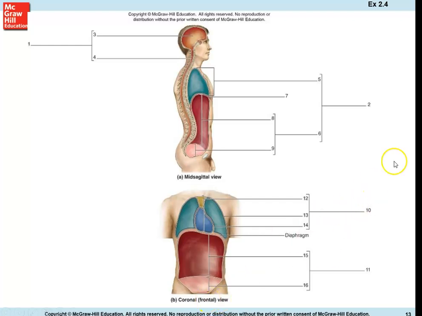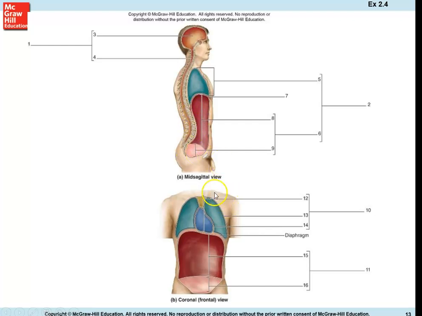So this is showing the posterior aspect here and the anterior aspect here. And remember, the posterior aspect consists of the brain inside of the cranium and the spinal cord inside of the vertebral column. Here's the ventral aspect, and it is composed of three main body cavities: the thoracic cavity, the abdominal cavity, and the pelvic cavity. And this is frequently referred to together as the abdominopelvic cavity.